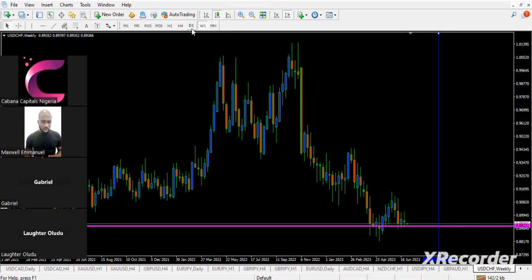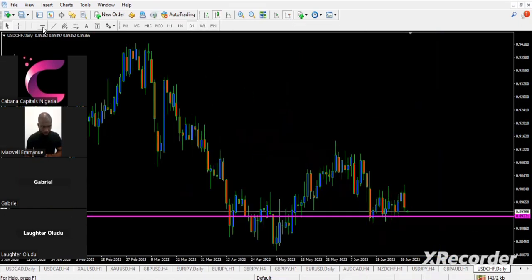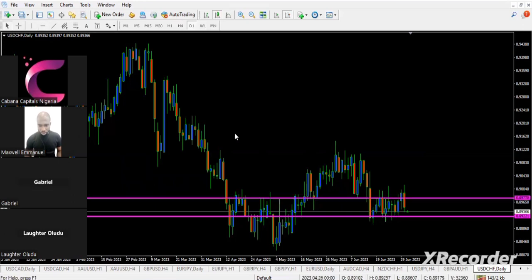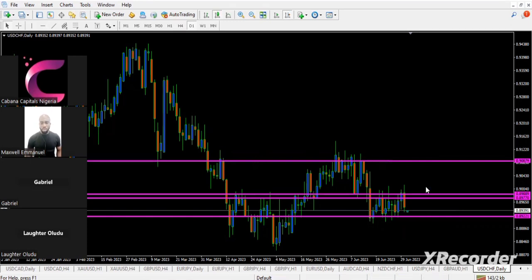So I will be buying USD CHF above this resistance. I just need a 4-hour candle to close above this resistance. And if this resistance is broken, I expect price to hit this level. So that will be my profit target. And that's about 100 and something pips. This will be my first target on USD CHF.